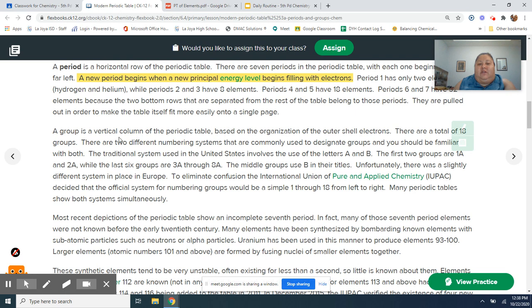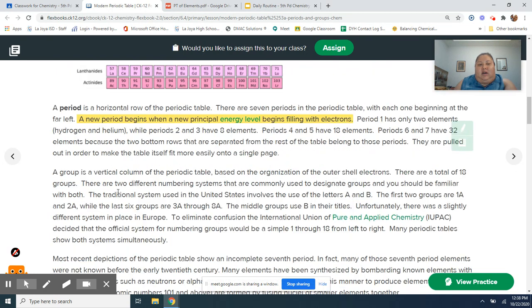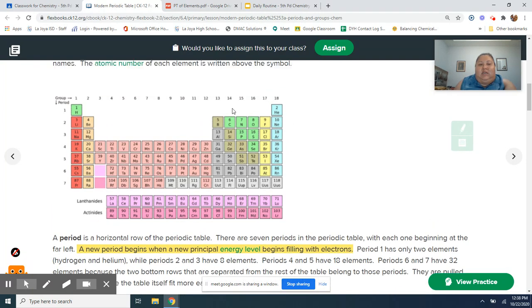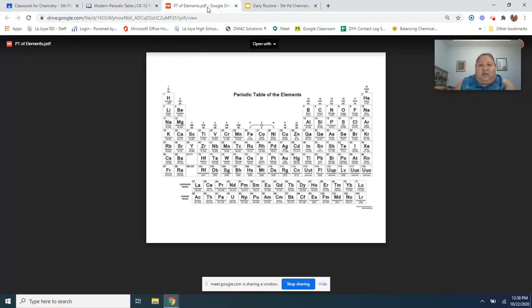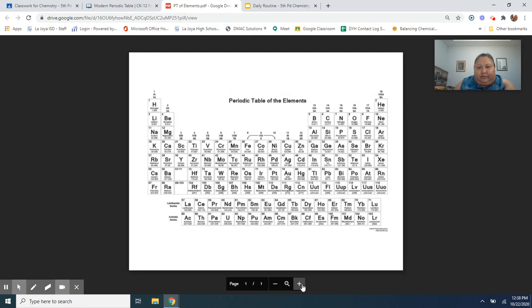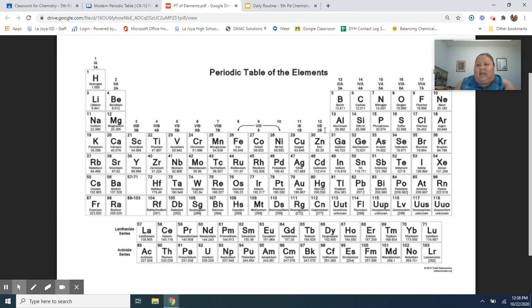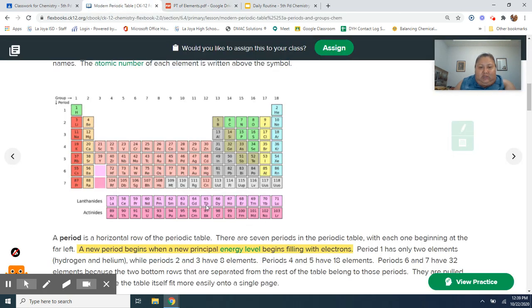A group is a vertical column of the periodic table based on the organization of the outer shell electrons. So those outer shells, those outer electrons, are based off the group numbers 1 through 18. And let's talk about that, because here it only shows 1 through 18. If you were to look at the periodic table that I have uploaded, you'll see that there's 1 through 18, and all of a sudden you see 1A, 2A, 3B, and then 3A. And why do they do this? Well, let's explain that next.